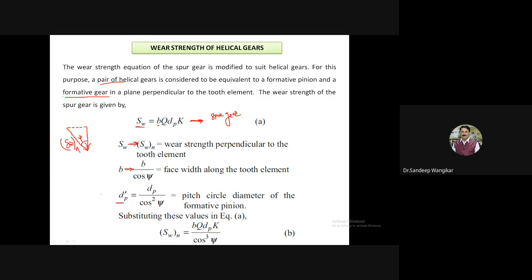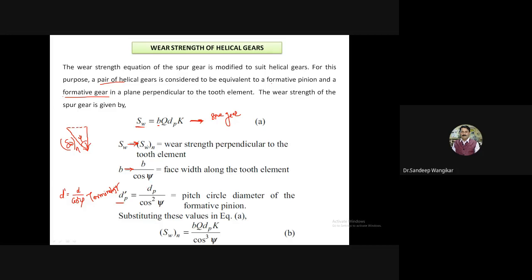This formula we have discussed in terminology. The formula for the formative gear d dash: the pitch circle diameter for the formative gear is given by d divided by cos square of psi, where psi stands for the helix angle. So here we have applied the formula for p. Therefore d dash p is equal to dp divided by cos square psi. This will be replaced. Now Q and K are material related constants; they will remain as they are.